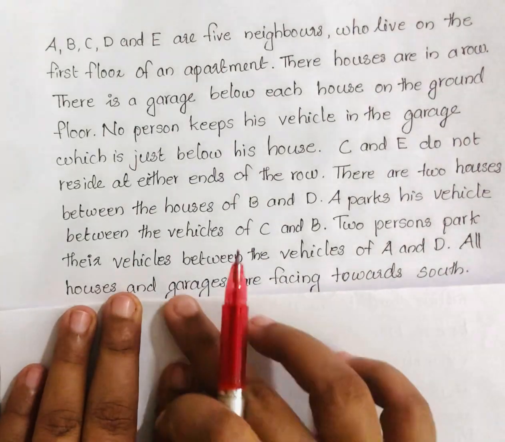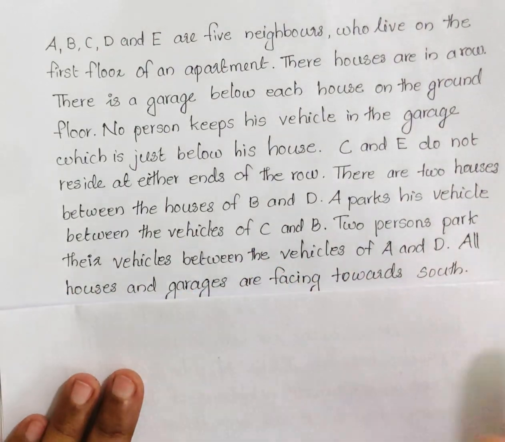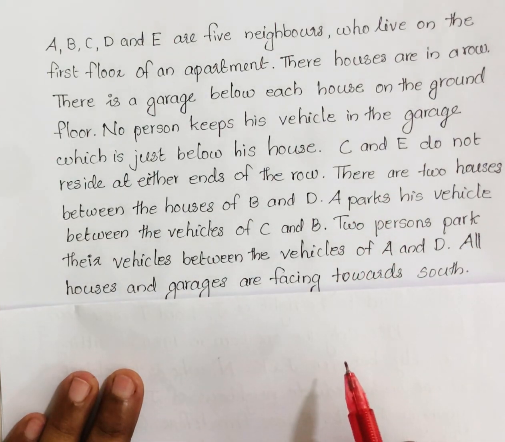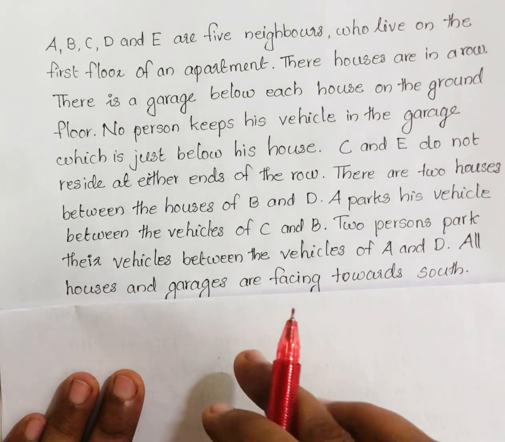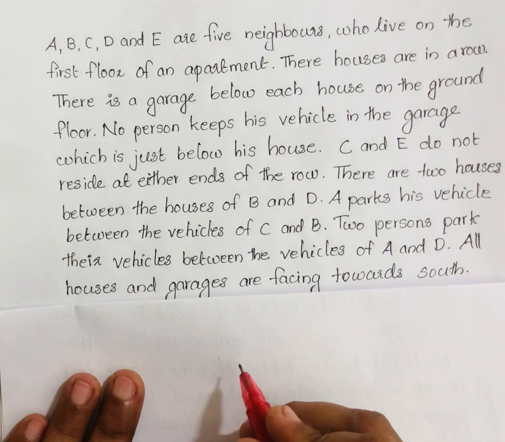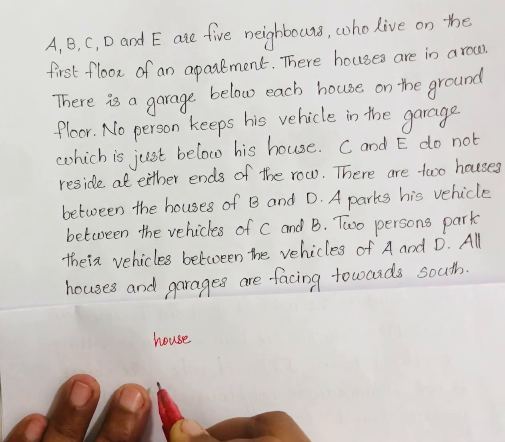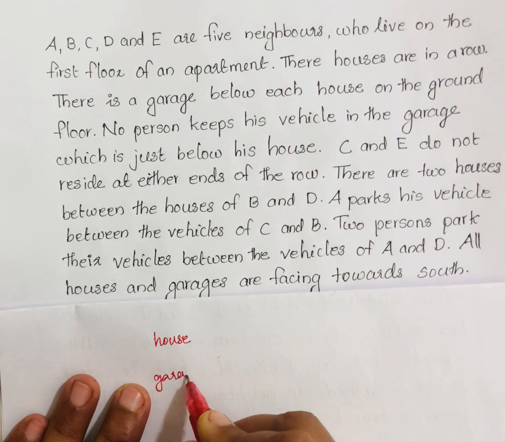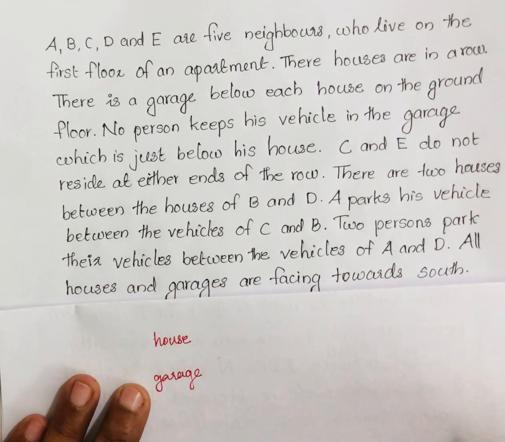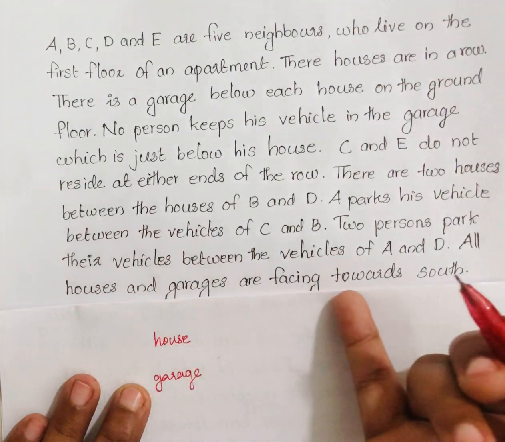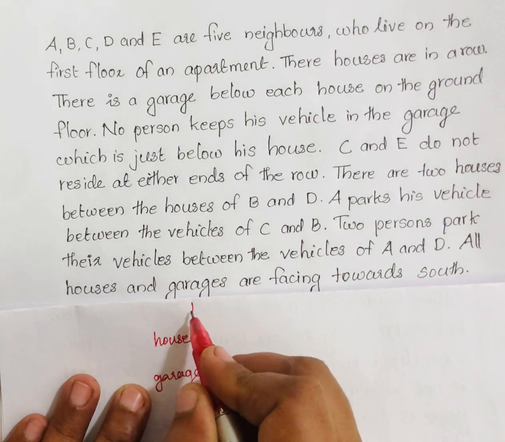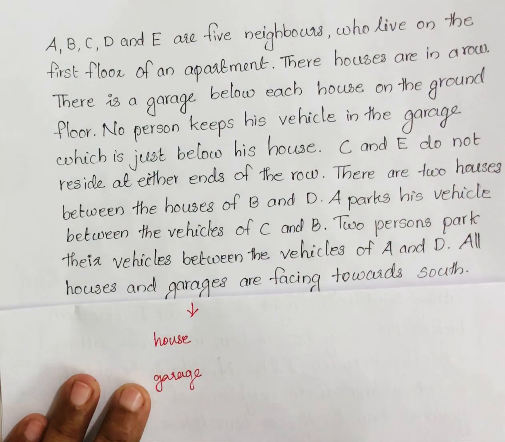Here it is given, 2 parallel rows should be there. First row house and second row garage. This first row is for houses and second row is for garages. And here it is given garage and houses are facing towards south. So all these are facing south.